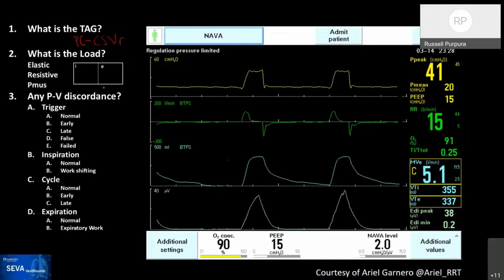I don't see any PMUS. I don't see, I guess elastic, I'm not sure. And then on the expiration, looks like you can see it very clearly. The end time is very quick, and so if it's short, then it's elastic.